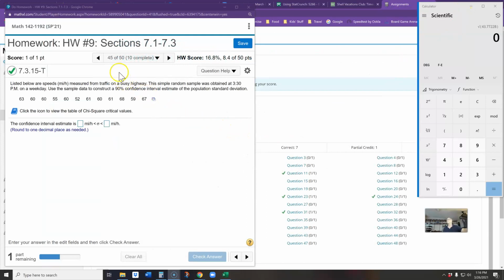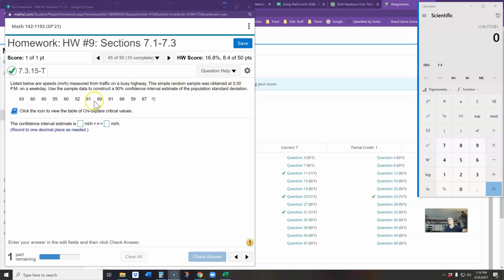Okay, so it looks like I've set up number 45 here, and as I mentioned, you can also find number 40. I shot a video of that as well, which is already on Canvas. So number 45, from 7.3 on homework number 9, says: listed below are speeds in miles per hour measured from traffic on a busy highway. This simple random sample, and you need a simple random sample, was obtained at 3:30 p.m. on a Wednesday. Use the sample data to construct a 90% confidence interval estimate of the population's standard deviation.